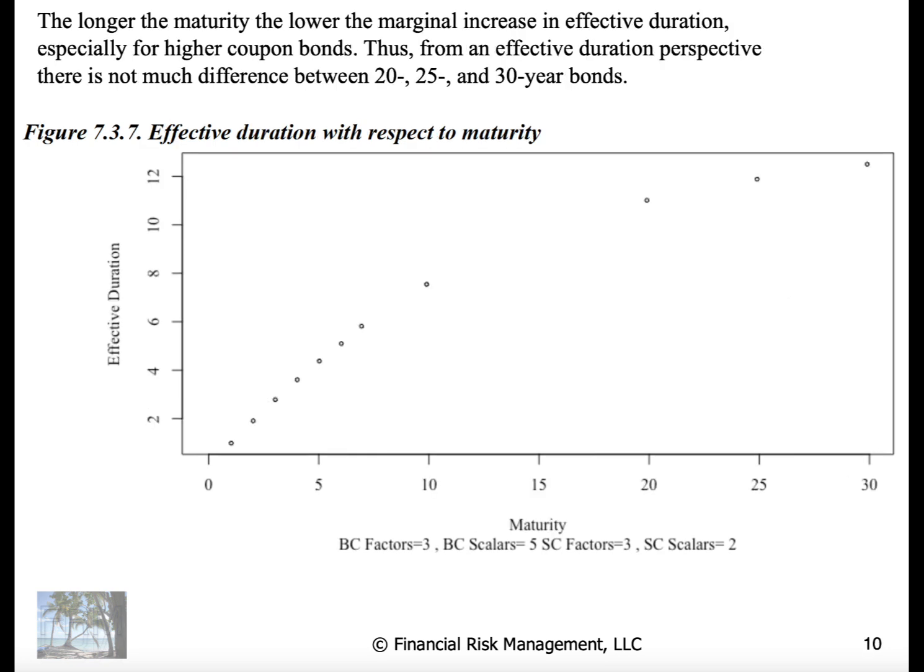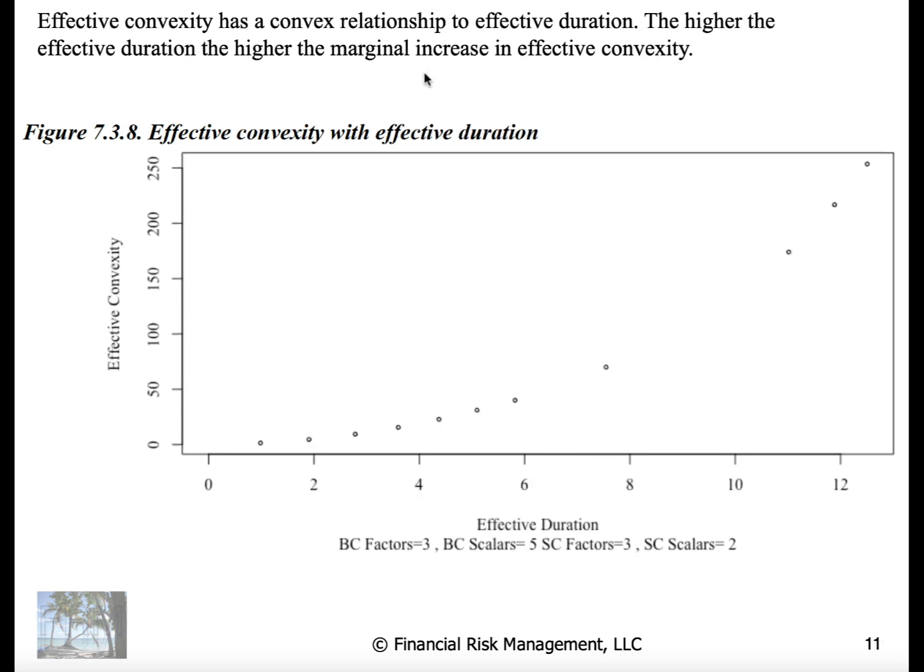And so, again, modeling this with effective duration, the longer the maturity, the lower the marginal increase in effective duration. And so, effective convexity is with respect to effective duration. We have this traditional upward sloping convex relationship.